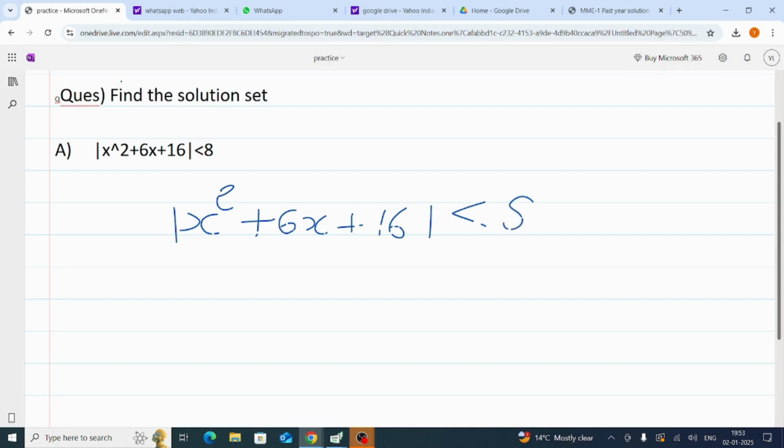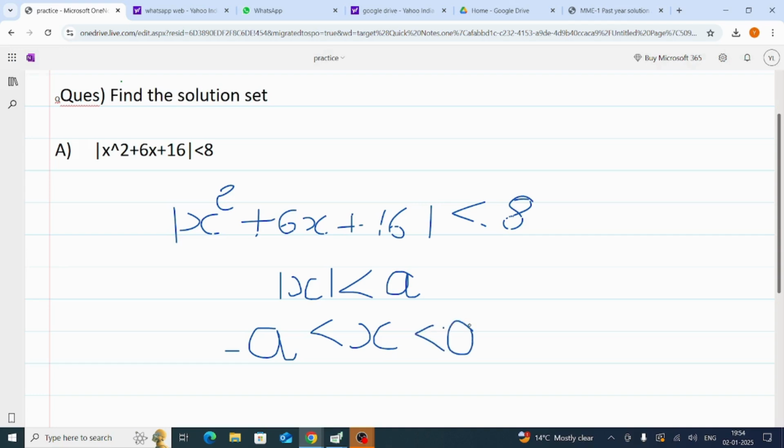Okay, so firstly, we know that if I have been given that modulus of x is less than a, then I am aware that minus a will be less than x and a will be greater than x. I hope you all are clear with these basics.